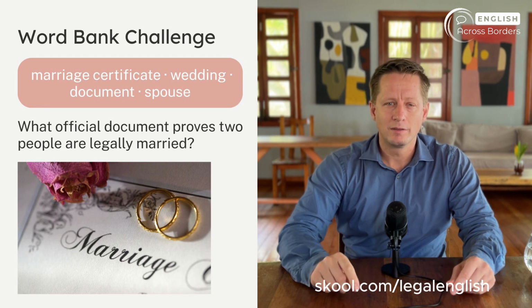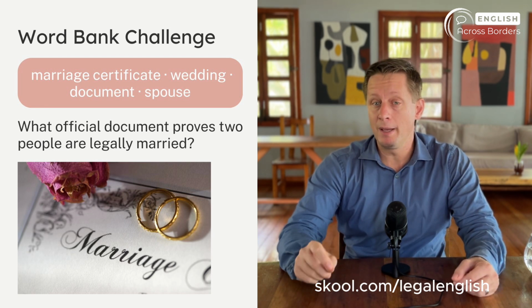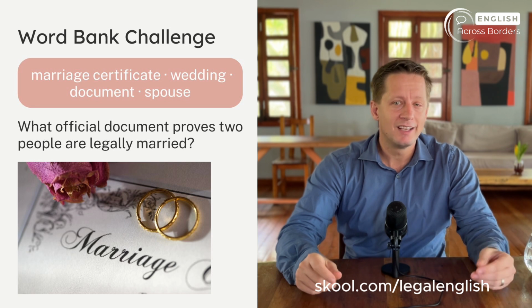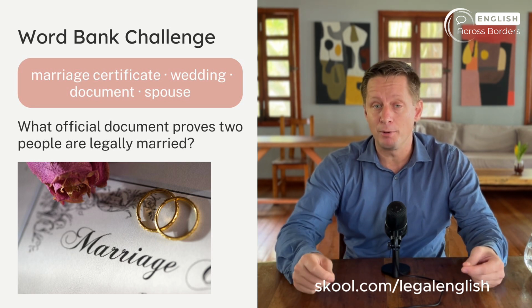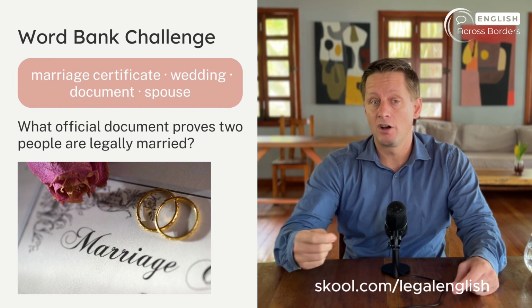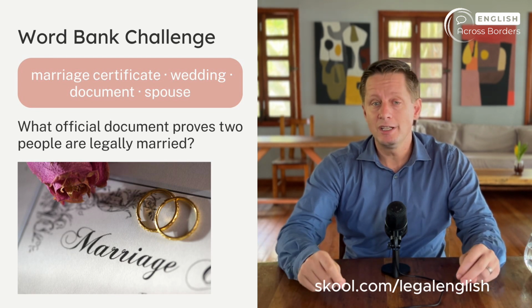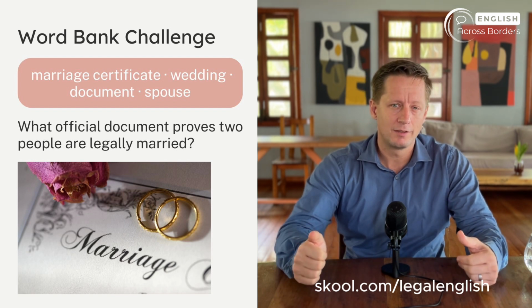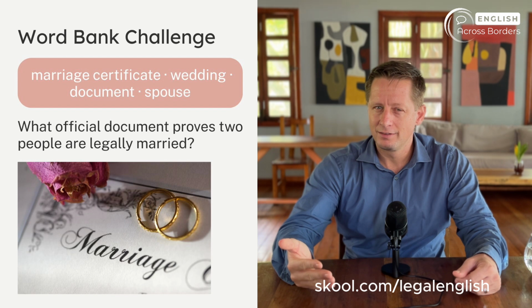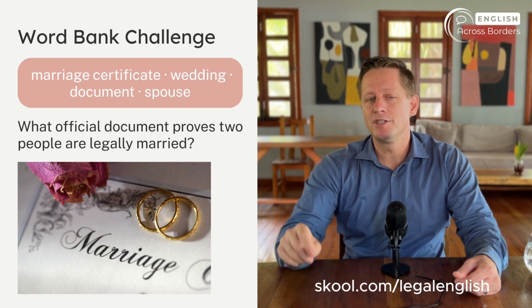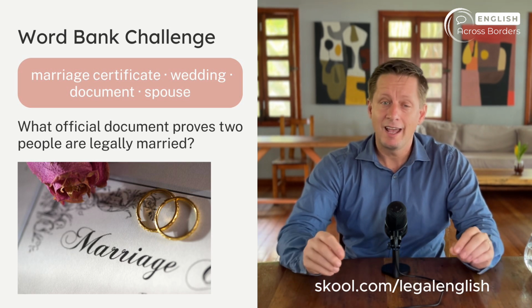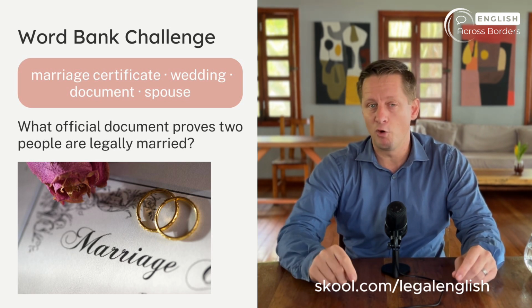Let's do another one. What do we call the official paper that proves two people are married? Think of Anna. She goes to a government office and asks for a copy of the paper from the day she and Carlos got married. She needs it to update her legal name and register for health insurance. What is that called? That paper is the marriage certificate. It's legal proof that the marriage exists, and it's required in many formal situations.